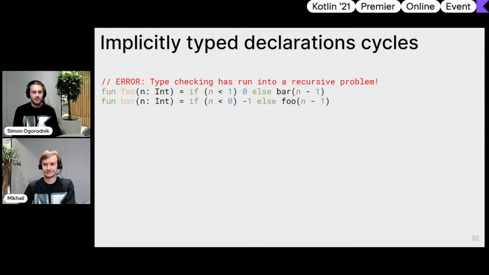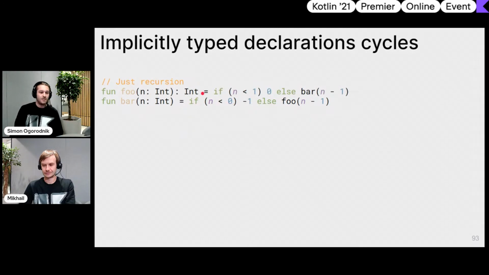Actually, it can even lead to some impossibilities to analyze. For example, here to infer a type for function foo, we need to infer the type for bar, and to infer the type for bar, we need to infer the type for foo. So it is recursive, and that's it. But if you specify a type explicitly here, then we will start by analyzing the bar function. Then we already see that the type for the foo function is int, and we can infer that the type for the bar function is an int.